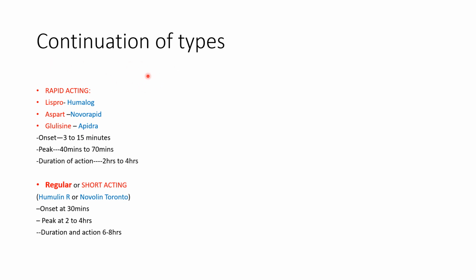Still on classification of types, rapid acting will be lispro, that is Humalog, aspart, NovoRapid, glulisine as Apidra. The onset of action will be 3 to 15 minutes. They will peak within 40 to 70 minutes, and the duration of action is within 2 to 4 hours. The regular or short acting, remember this is rapid acting, this is short acting. The regular here will be Humulin R or Novolin Toronto. The onset of action will be 30 minutes. It's going to peak within 2 to 4 hours, and the duration of action will be 6 to 8 hours.